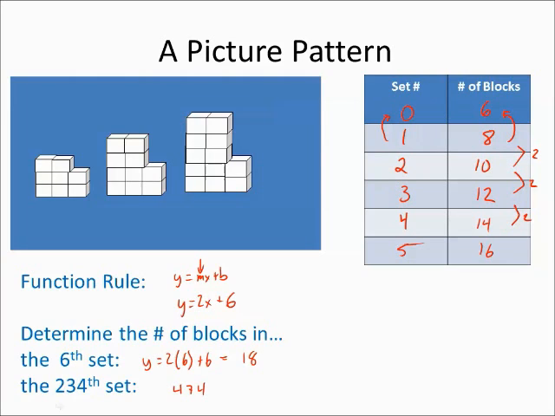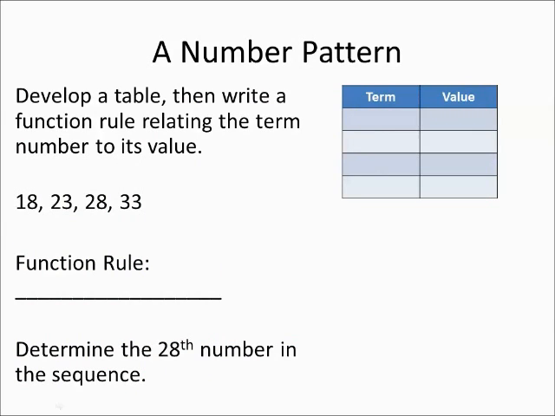That way you can use patterns and a function rule to figure out how many blocks are in any given set. All right, let's look at another type of pattern. We've got a number pattern. Develop a table, write a function rule relating the term number to its value. So this right here is the first term. The first term was 18. The second term is 23.